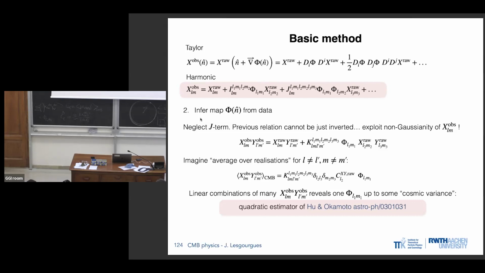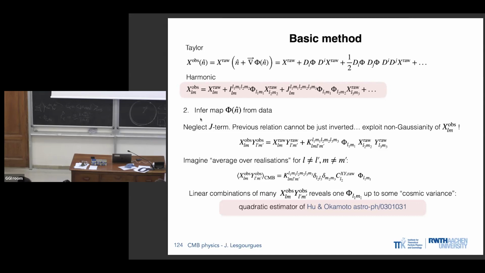And this is what Hu and Okamoto did in 2003. This is how they derived their quadratic estimator. Why is it called a quadratic estimator? Because to estimate it, you need to multiply two multipoles. So you need to start from two maps. So you extract phi from the square of maps in a way.